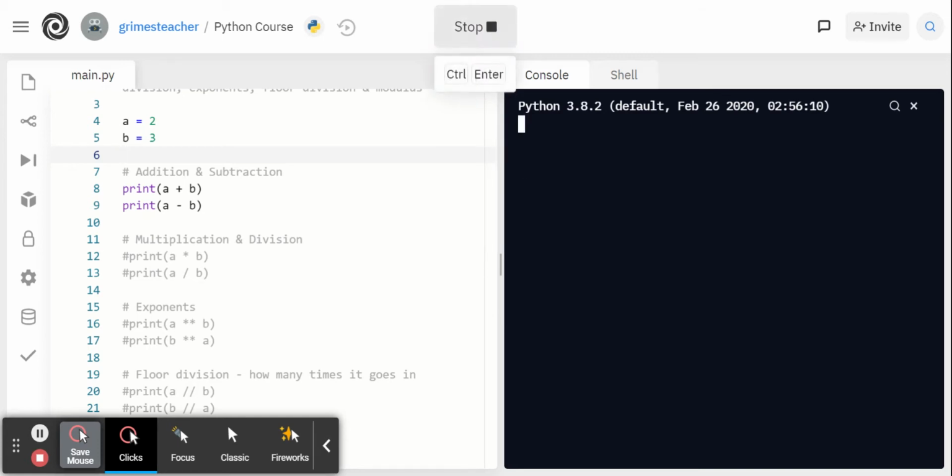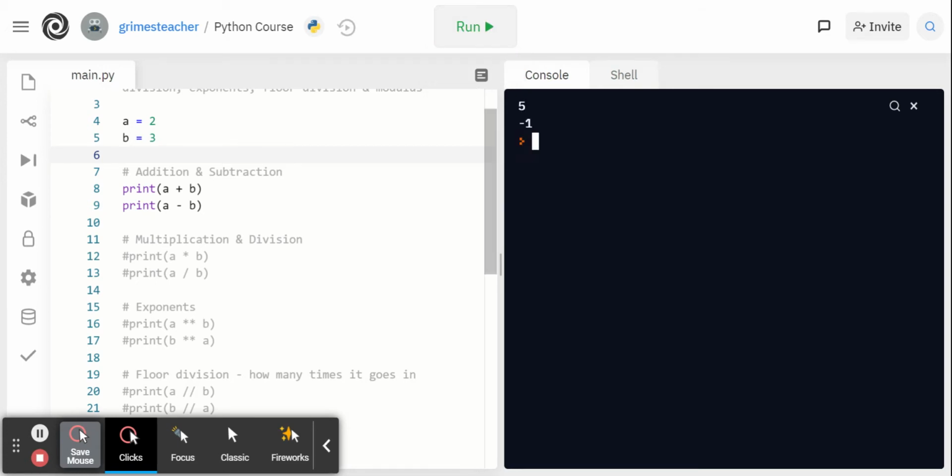All right, so let's run it. So I click run, and you can see 5 and minus 1. Yep, 2 plus 3 is 5, and 2 minus 3 is minus 1. Deadly. Okay, so that's our addition and subtraction out of the way. So I'm just going to comment these out as I go, just so we don't have to see the previous answers. And we'll take a look then at multiplication and division.